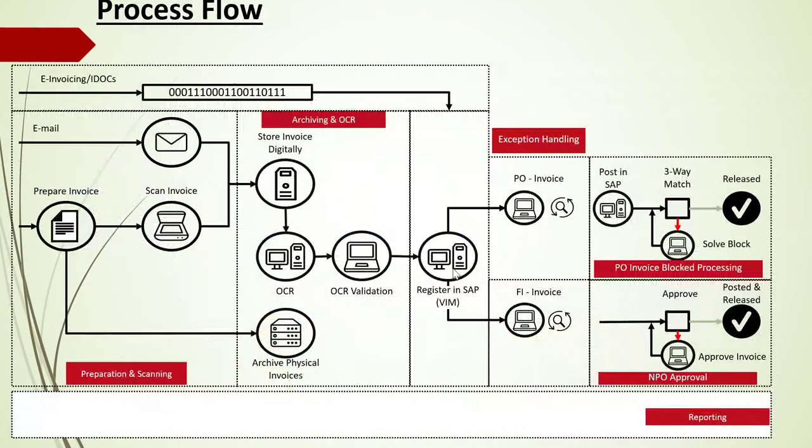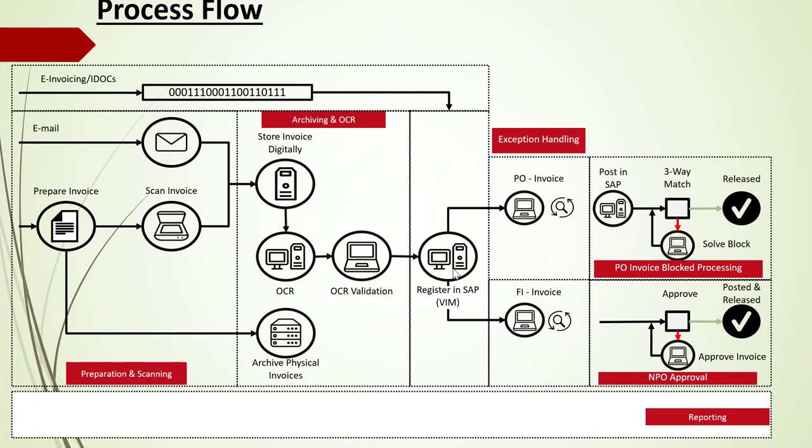Coming to the process flow, it starts like this. We will receive the invoices from different sources. As I mentioned, electronically through IDocs and Ariba. The second is emails. Third is paper invoices, scanned invoices. If it is a paper invoice, you might receive it by post to your department, and somebody scans that document.